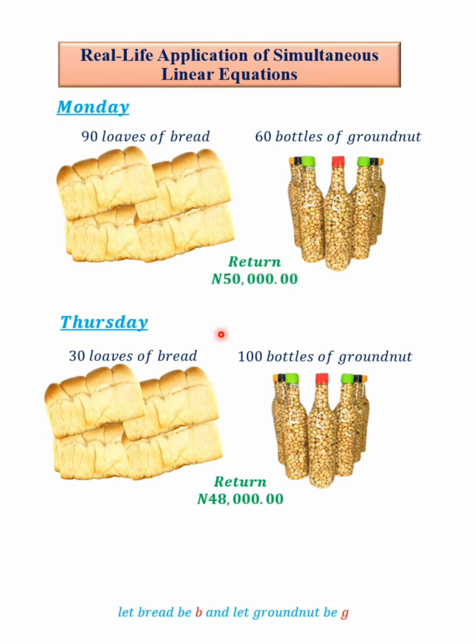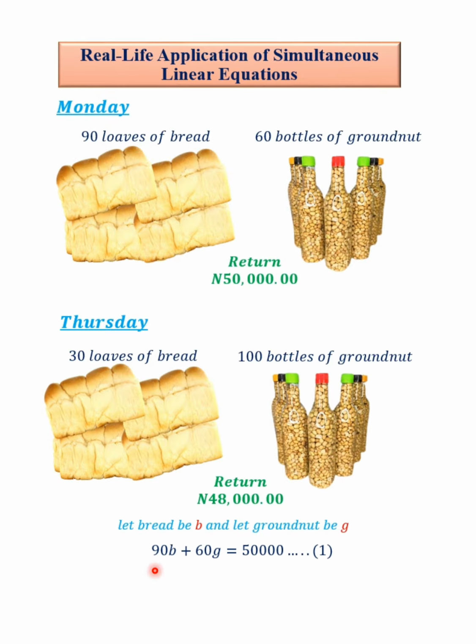He starts by saying, "Let bread be B and let groundnut be G." In mathematics, we like using X and Y, but since this scenario is about bread and groundnut, let's use B for bread and G for groundnut. So on Monday, he's going to write, "I was given 90 loaves of bread and 60 bottles of groundnut to return 50,000." He puts this as equation 1.